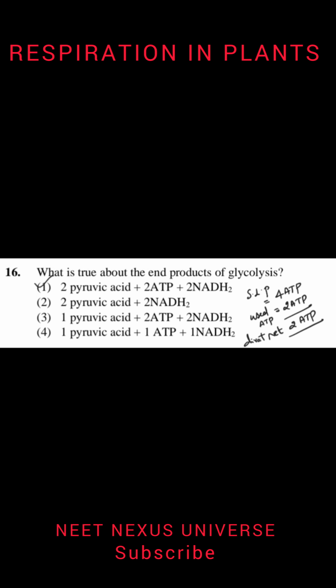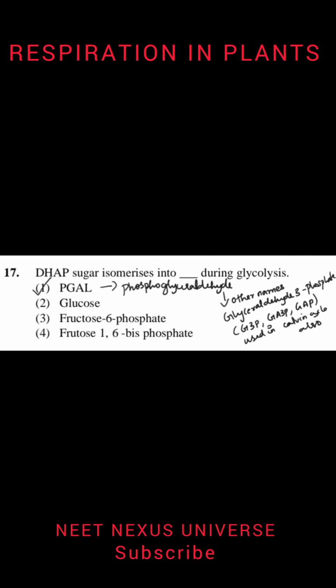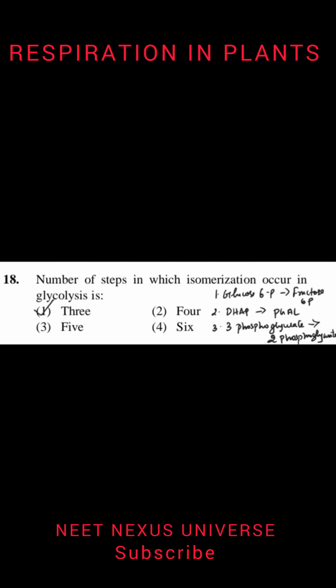What is true about the end product of glycolysis? The 2 pyruvic acid and 2 ATP, because the direct ATP, that is substrate level phosphorylation, is 4 ATP. From that, when we subtract the already utilized 2 ATP, we get the direct net ATP as 2 ATP plus 2 NADH2 molecules. The dihydroxyacetone phosphate isomerizes into PGAL, that is called phosphoglyceraldehyde, and the other name is glyceraldehyde 3-phosphate. The number of steps in which isomerization occurs is 3.